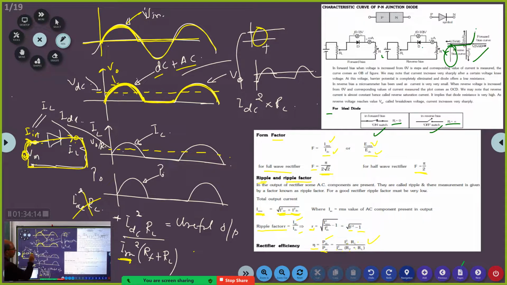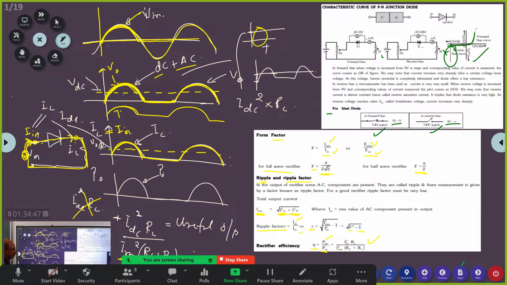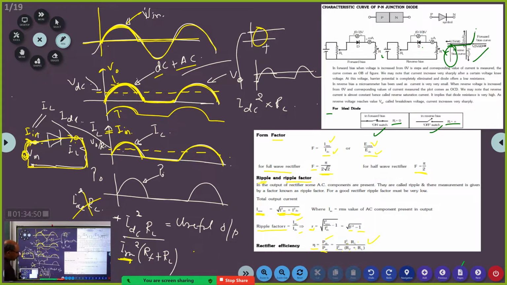So therefore, the waveform of the input current and the waveform of the output current will be same. This is the correct waveform. I have written here IL, the output current waveform, which is the same as the input current waveform. So the RMS value of the input current is the RMS value of this signal. That is the RMS value.